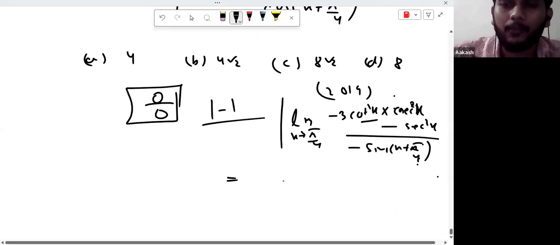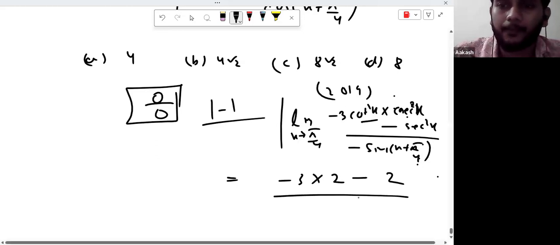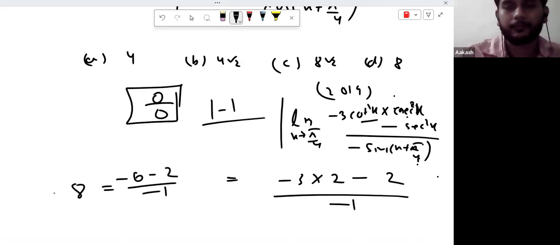Cot pi by 4 is 1, we know. So minus 3 into cosec square, and cosec is root 2, so square is 2. And this will also be 2, upon sine of pi by 4, which is 1 minus 1. So minus 6 minus 2 upon minus 1, which is 8. Got it?